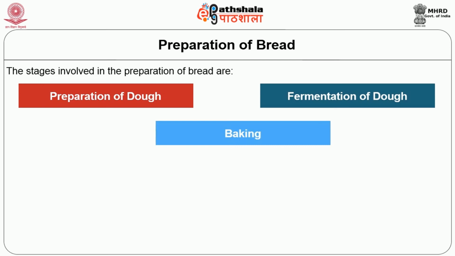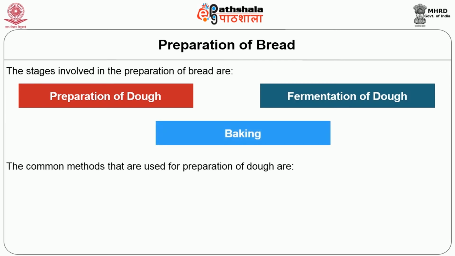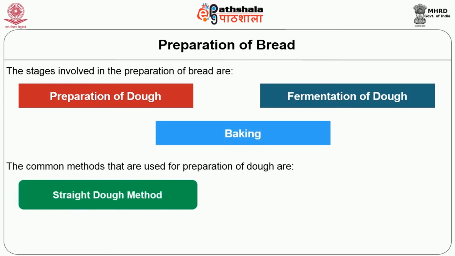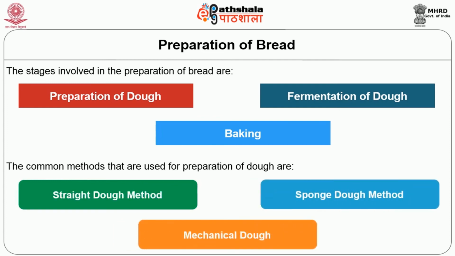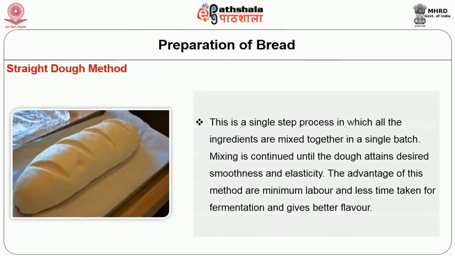In the preparation of dough, the common methods used are the straight dough method, the sponge and dough method, and the mechanical dough method. In the straight dough method, it is a single step process in which all the ingredients are mixed together in a single batch. Mixing is continued until the dough attains the desired smoothness and elasticity. The advantages of this method are minimum labor and less time taken for fermentation, and it gives a better flavor.